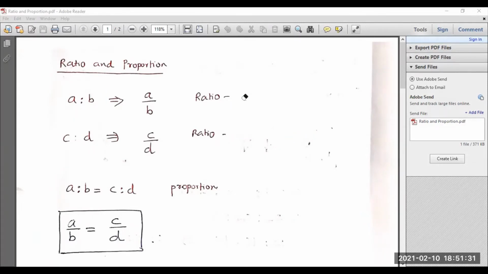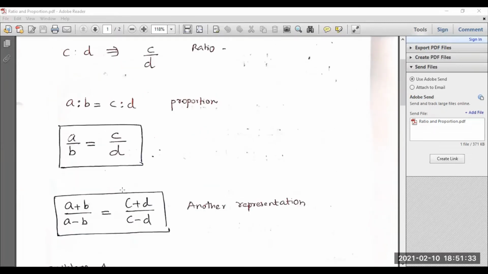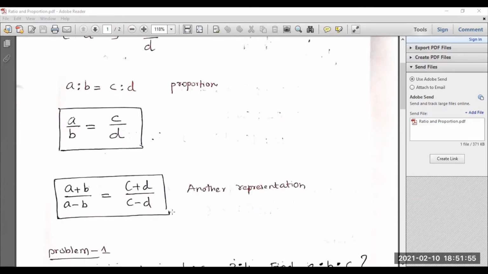And also one more formula will be applicable. A plus B divided by A minus B is equal to C plus D divided by C minus D. So this is also another relation. We can say that if two ratios are in proportion, I can write the relation in the following manner: A by B is equal to C by D, as well as A plus B divided by A minus B equal to C plus D upon C minus D.